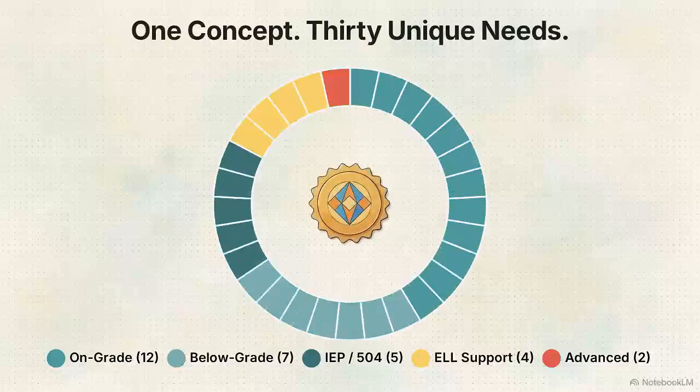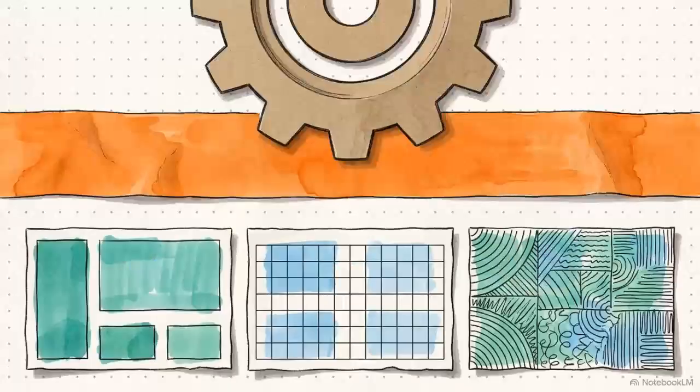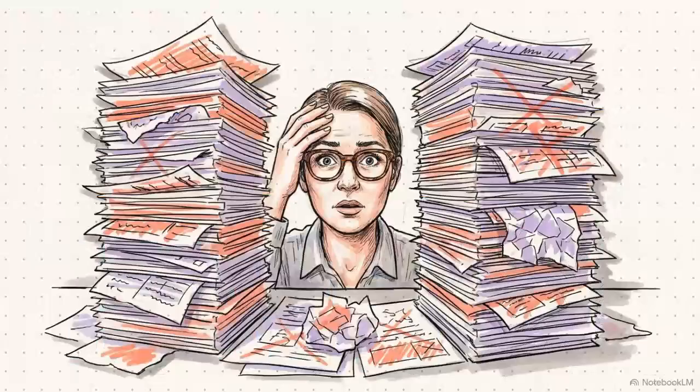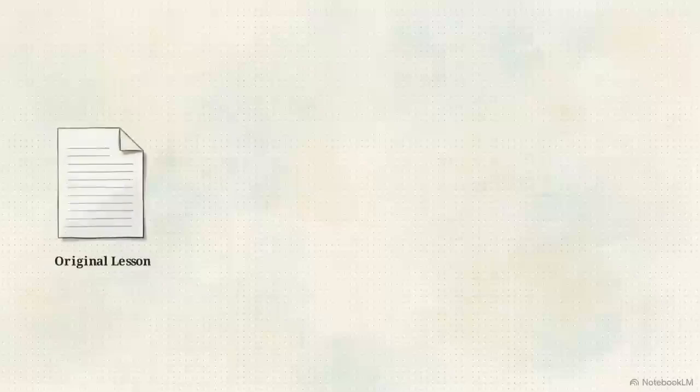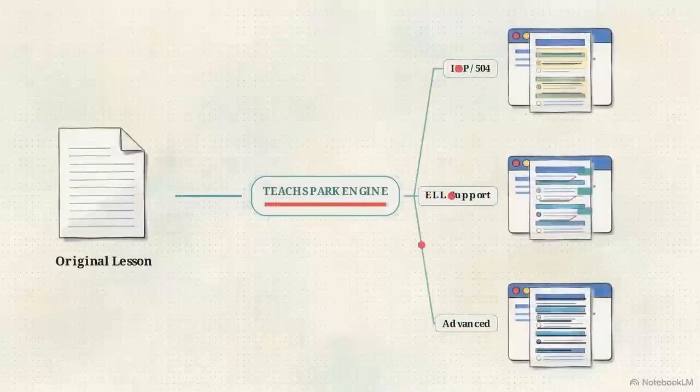Every teacher faces a mathematical impossibility in the classroom, trying to teach a single core concept to 30 different students who all possess drastically different reading levels, language skills, and learning profiles. TeachSpark solves this through a feature called the Learning Path. Instead of asking the teacher to manually write easier or harder versions of a worksheet, the engine takes the original lesson and regenerates it into a completely new, bespoke interactive page tailored to a specific learning profile.